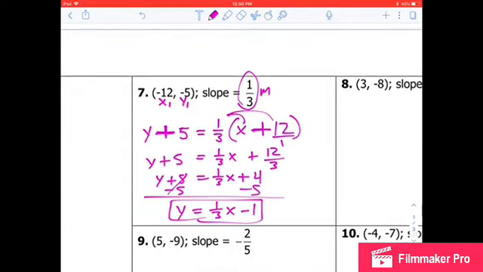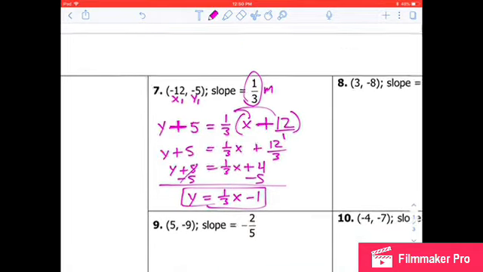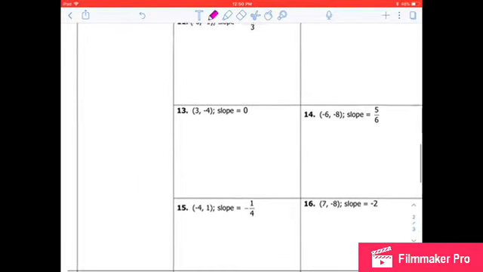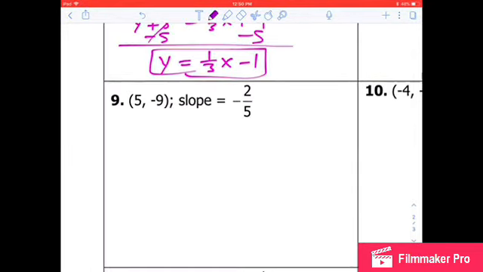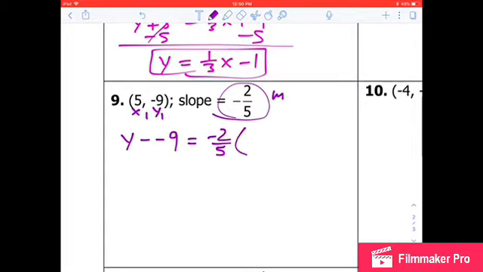Okay. So another one with a fraction. These fractions can be a little challenging, but again, if you're multiplying fractions, make them both fractions. So x1, y1, we've got y minus negative 9. So that's going to become plus here in a second. Negative 2/5 times x minus 5. And so that becomes a plus there for the 9. Distribute. So y plus 9 equals negative 2/5x.